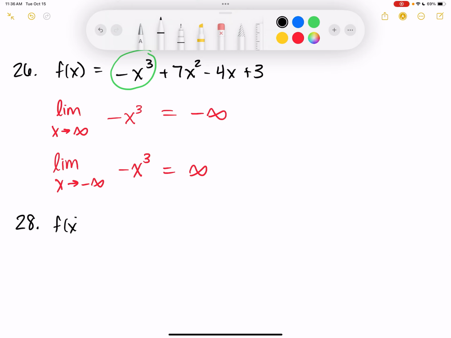f of x equals x cubed minus x to the fourth plus 3x squared minus 2x plus 7. Is this one in standard form? No. So if I'm going to look at end behavior, what term do I need to look at? Negative x to the fourth.